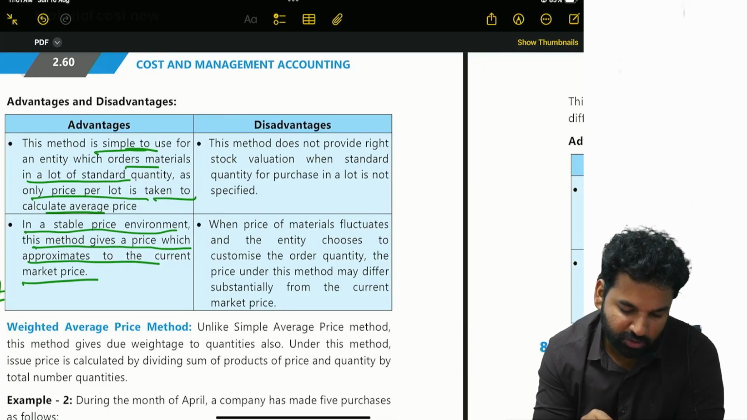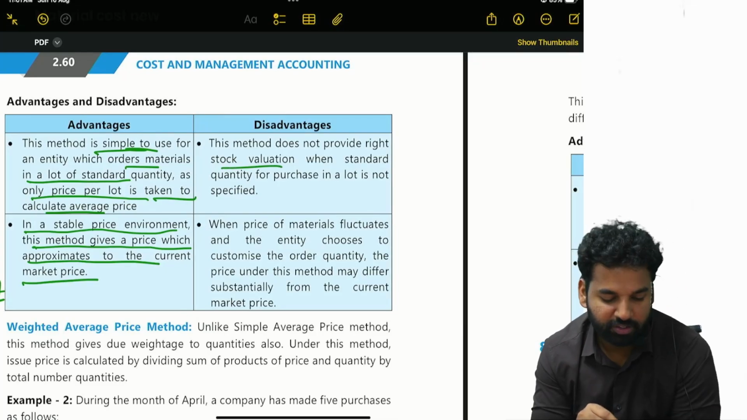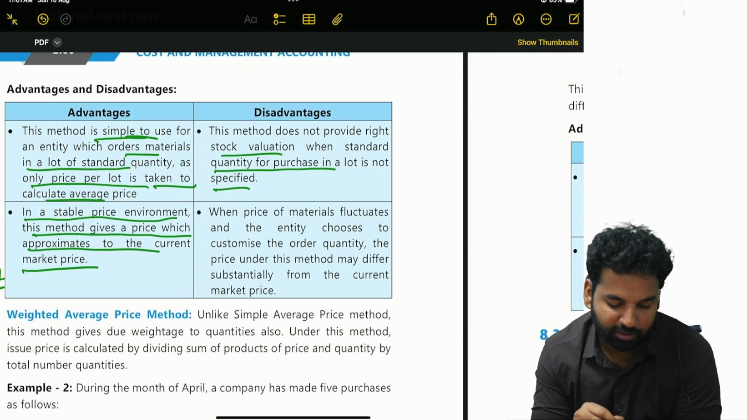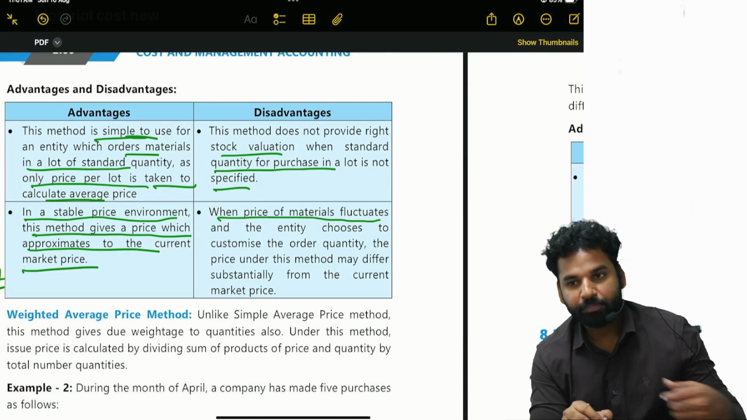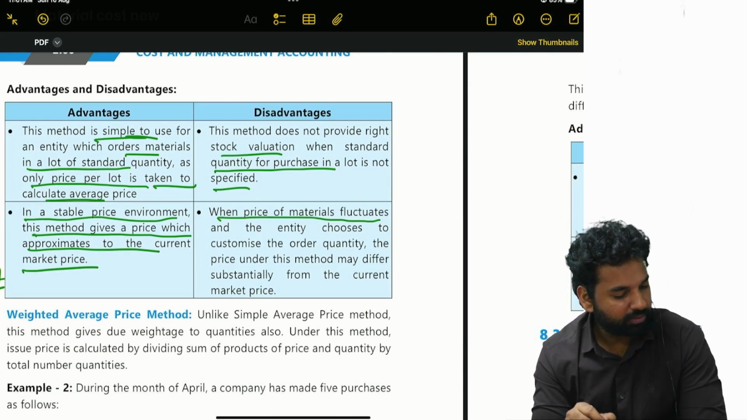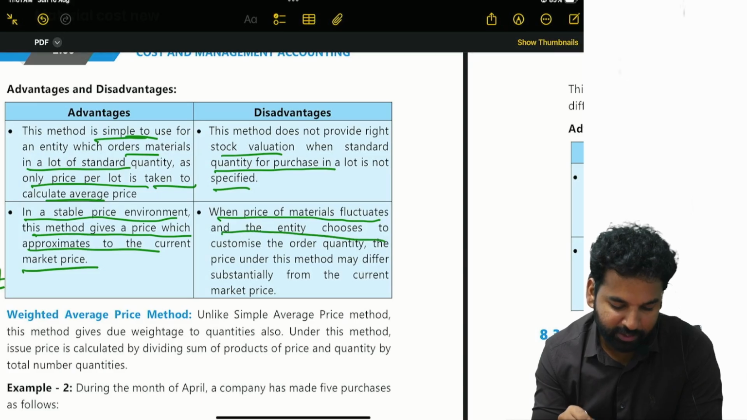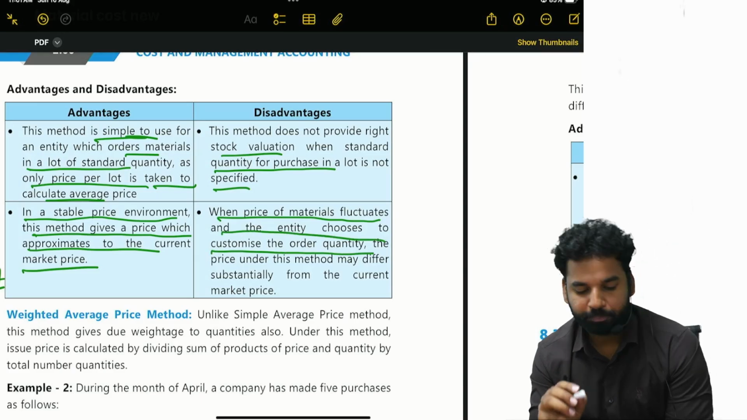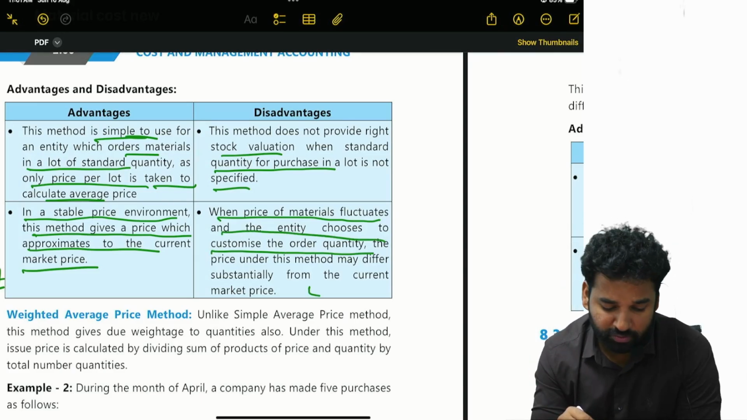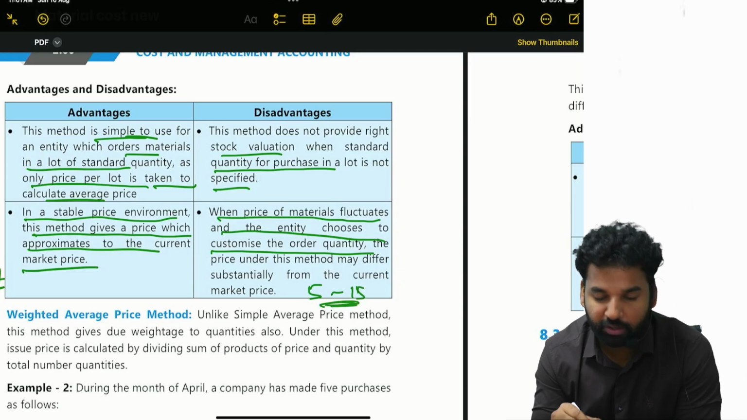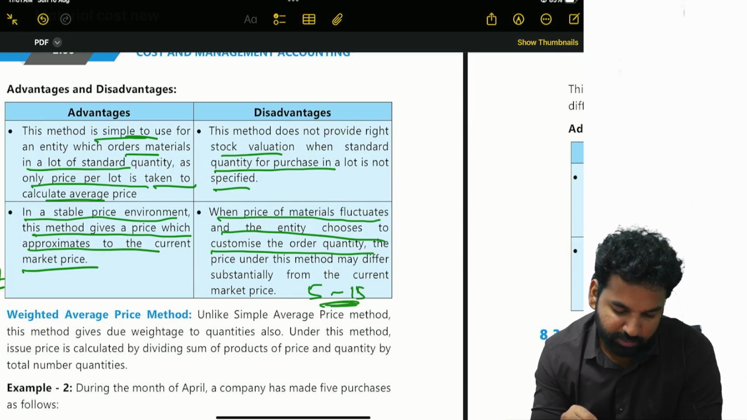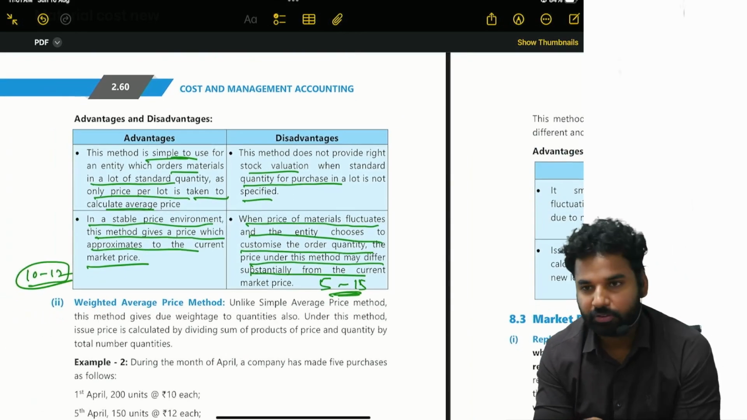But this method does not provide the right stock valuation when the standard quantity for purchase in a lot is not specified, when the price of the material fluctuates, and the entity chooses to customize the order quantity. If the price of the material fluctuates from 5 to 15, then it cannot be applied. The price under this method may differ substantially from the current market price.